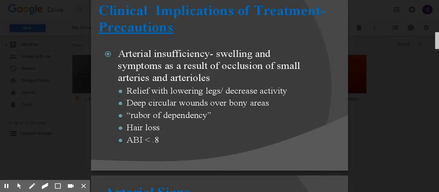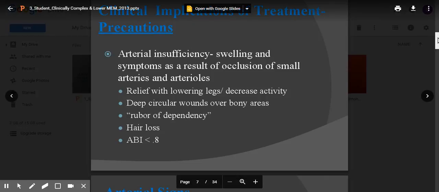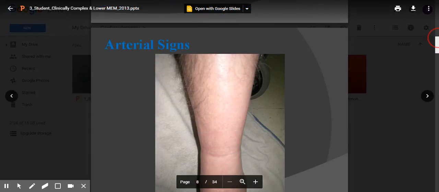Similarly, you will see this with hair loss, and I think I have a pretty good picture in this presentation to demonstrate that. And then finally, the ABI is the gold standard. All of these things are great things to look for. However, if there's any suspicion of arterial insufficiency, the ABI is the gold standard, and it is a comparison of the lower extremity blood pressure to the upper extremity blood pressure. I have a slide on that a little bit further in the presentation.